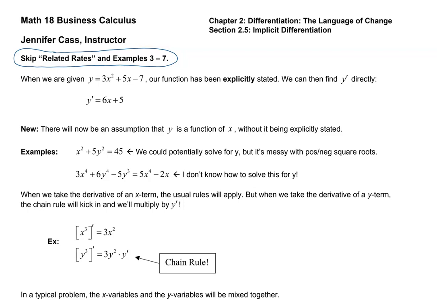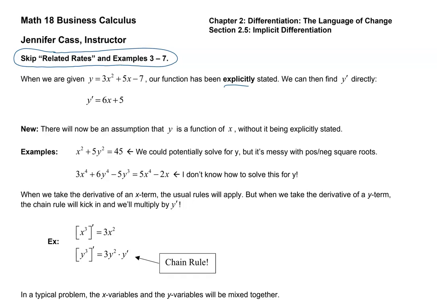When we are given y equals 3x squared plus 5x minus 7, our function has been explicitly stated. We can then find y prime directly, the derivative. y prime is equal to 6x plus 5. We can see it. It's explicit.